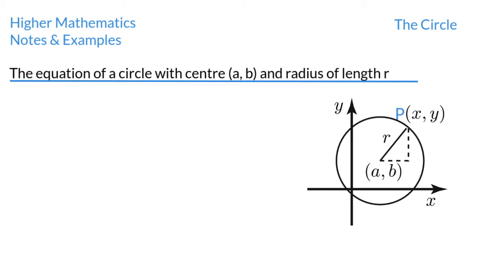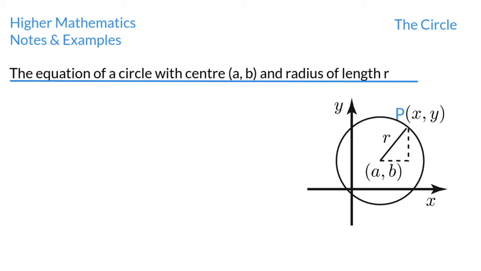Hello, in this lesson we're going to look at how to find the equation of a circle where the centre is a given point, we'll call that (a, b), and the radius has length r. In my previous lesson we looked at how to find the equation of a circle where the centre was the origin. That's really just a special case of what we're going to do today, which is how to find the equation of any circle.